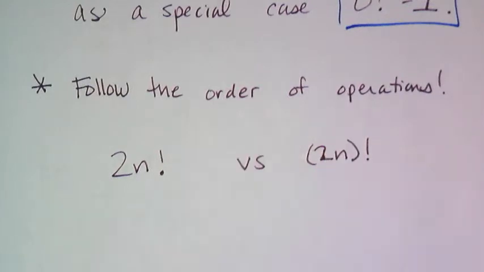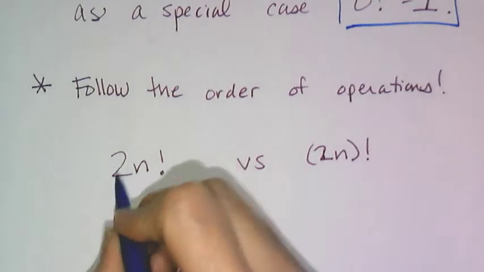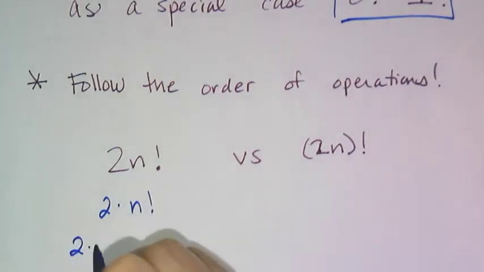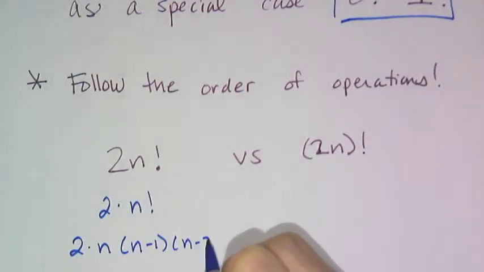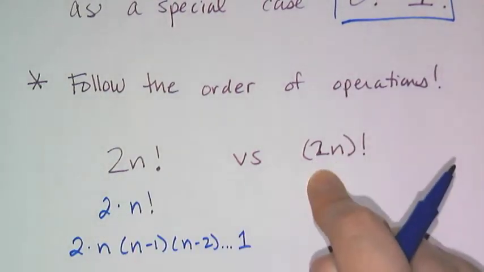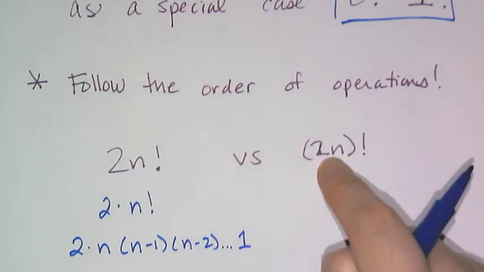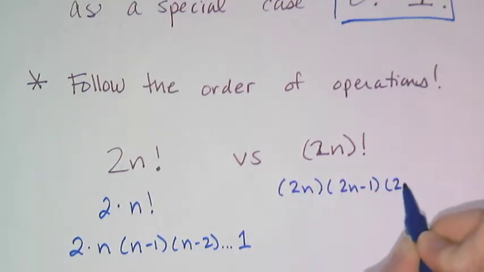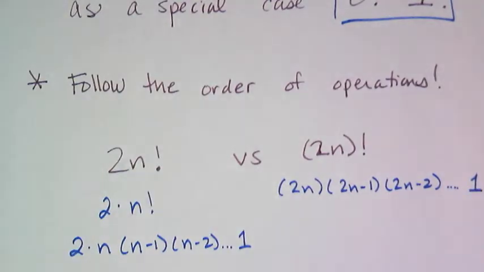One thing I need to remind you of, and you'd think in Algebra 2 I wouldn't have to, is that you need to follow the order of operations. Because 2 times n factorial is very different than the quantity 2n factorialed. The first is the same thing as 2 times n factorial, and if I expand this out, this is 2 times n minus 1 times n minus 2, all the way down to 1. So it's just twice n factorial. Whereas the second is doubling the n value and then taking the factorial. So this one is 2n times 2n minus 1 times 2n minus 2, down to 1.